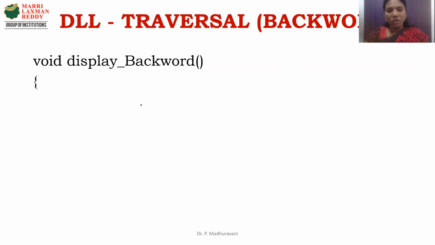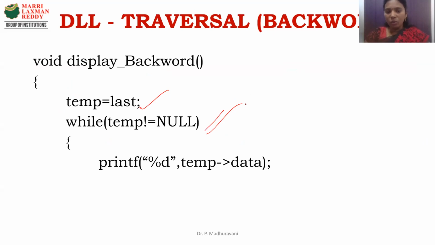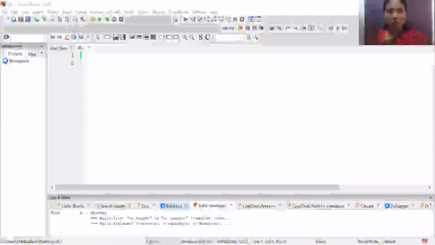Let's see the function for display in backward direction. Start this traversal from the last node by doing the assignment temp equal to last. Now till you reach the end of the list, print the data value of each node and move the pointer to the previous node. So this is the procedure to implement the traversal operation in backward direction.